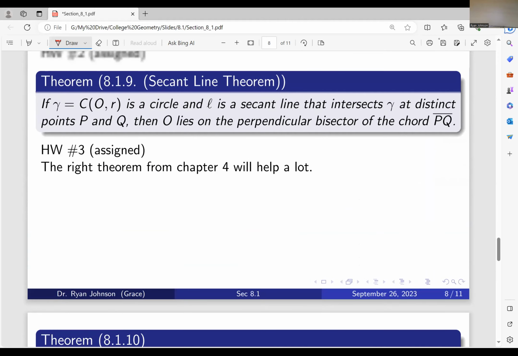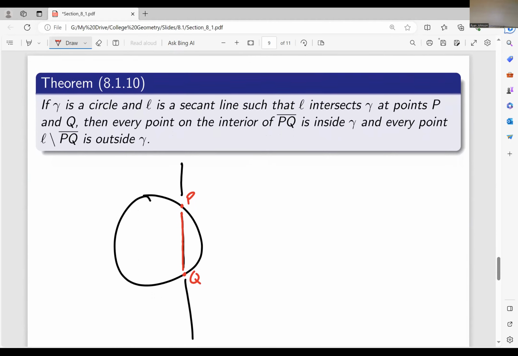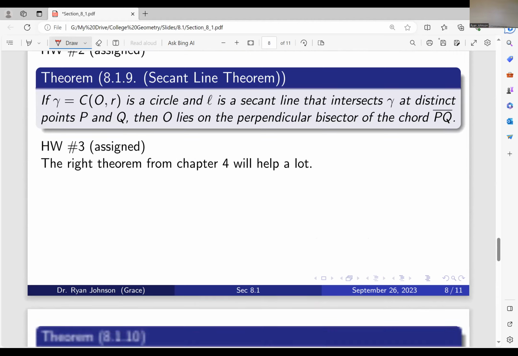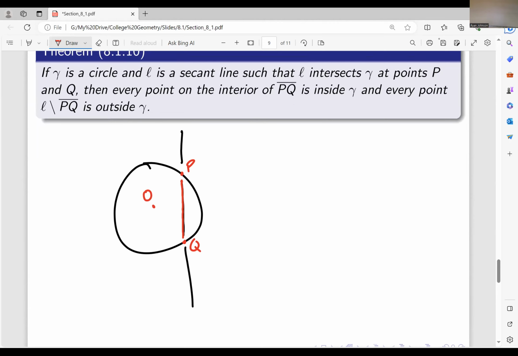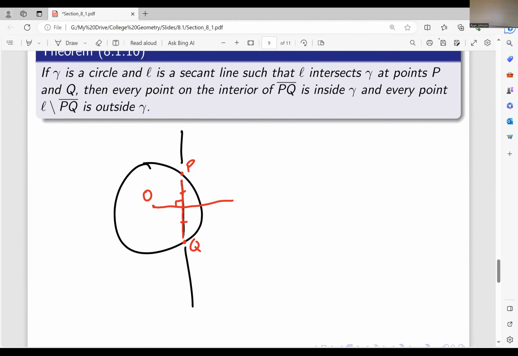Well, we can use the fact from theorem 8.1.9 that O lies on the perpendicular bisector of P and Q. And so then if we say, pick any other point in here, call that point R, then if I consider that, why is R closer to O than, say, P or Q?